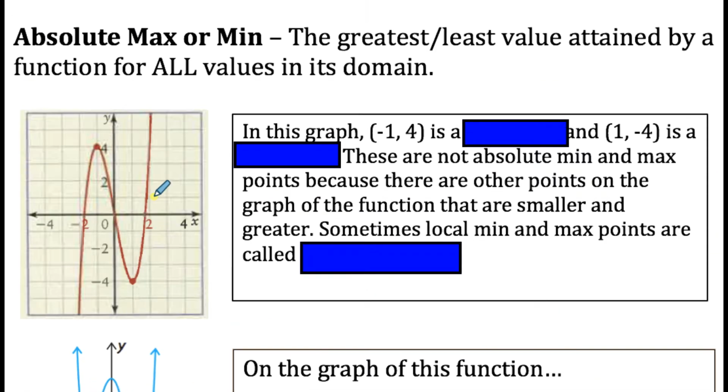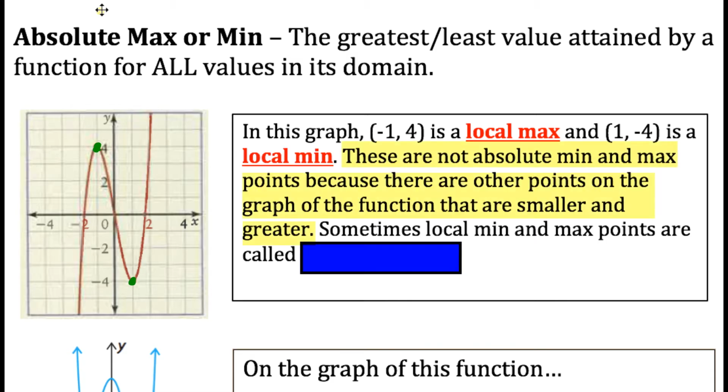With that information, let's fill in the blanks here. So let's look at this first graph right here. The point (-1, 4), this point right here, is a local max. And the point (1, -4), the point right here, is a local min. We already talked about that. Neither of those are absolute min or max points because there are other points on the graph of the function that are smaller and greater.